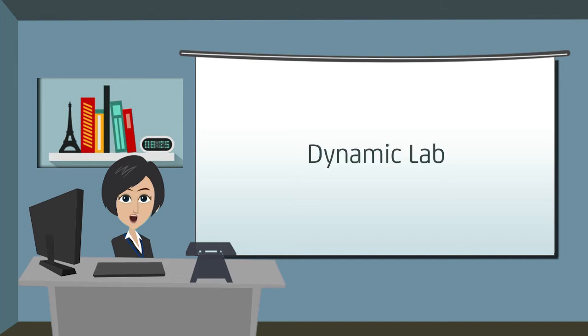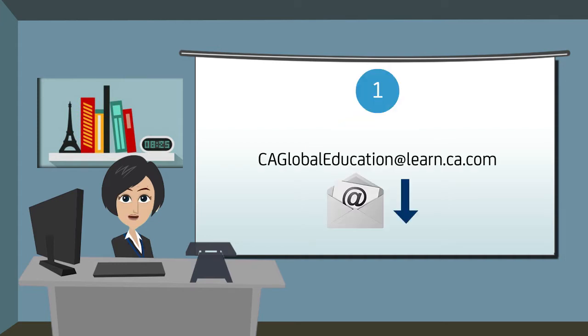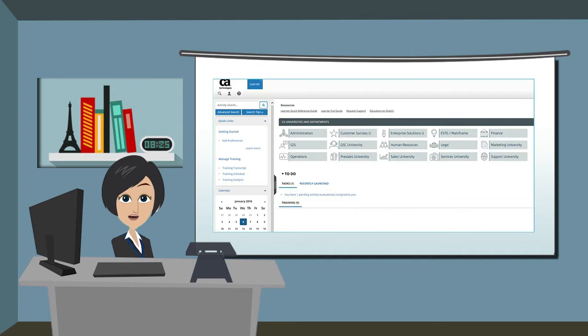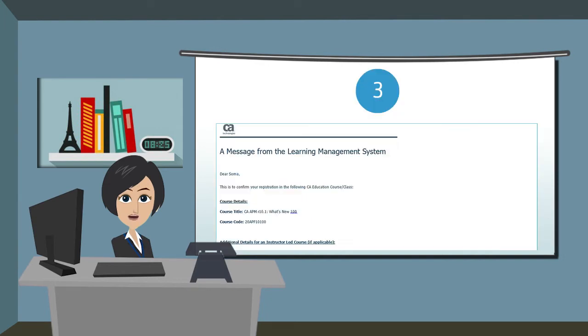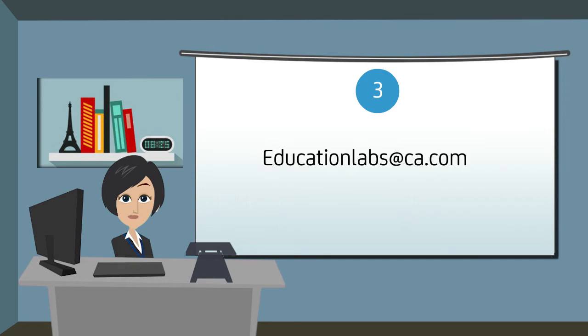Once you register for any dynamic lab, you'll need to do 3 things. First, check that you have received a registration confirmation email from CA Global Education. Second, download the study materials which can be found on the CA Learning Management System. And third, check for a confirmation email from Education Labs.